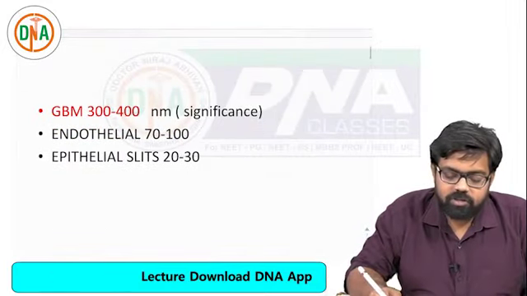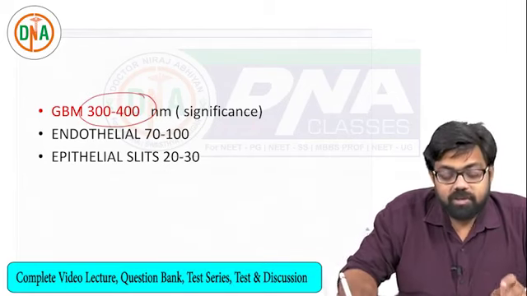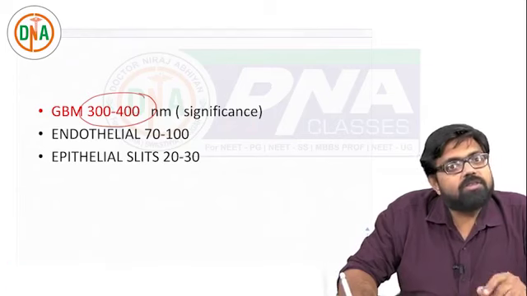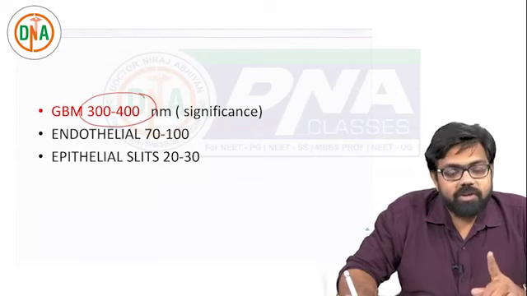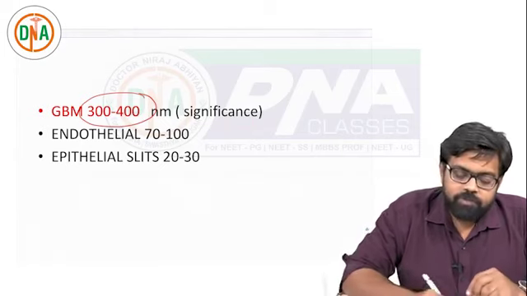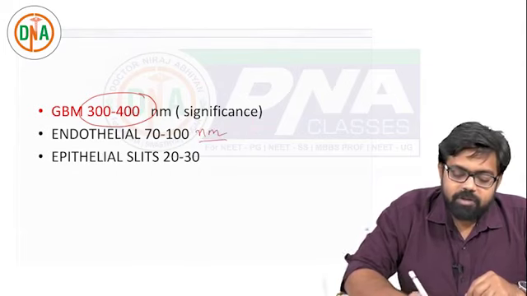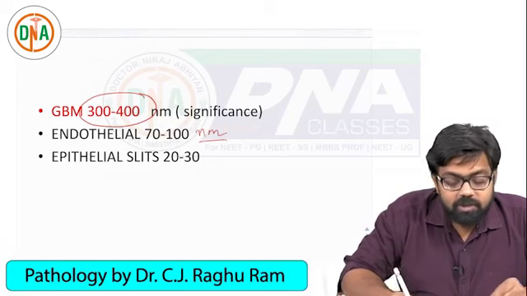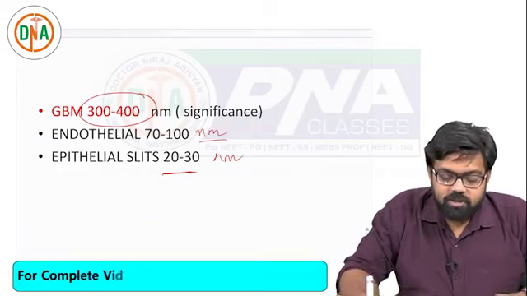The glomerular basement membrane normal dimensions are 300 to 400 nanometers. The significance of remembering the thickness is that in some diseases like Alport syndrome, it will be irregularly thickened and thinned out, and in another disease called familial thin membrane disease it will be very much thinned out. Endothelial gaps always will be 70 to 100 nanometers, whereas the gaps between the visceral epithelial cells will be 20 to 30 nanometers. You need to remember these numbers.